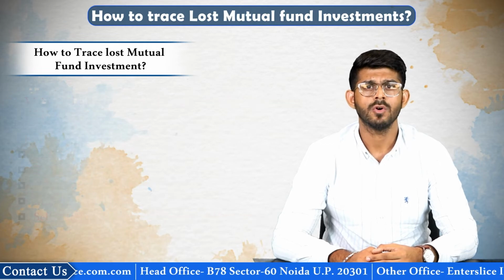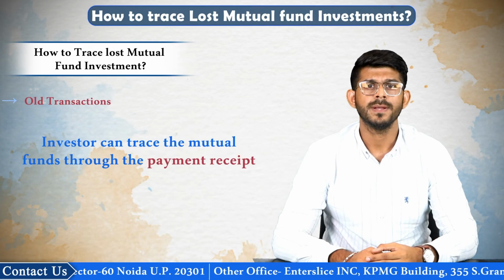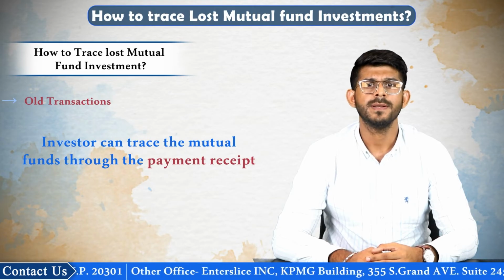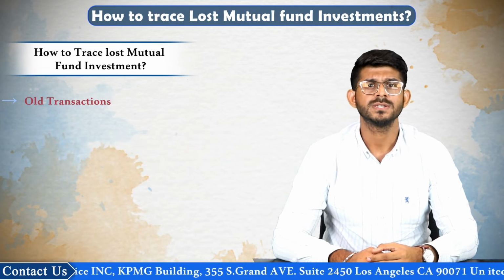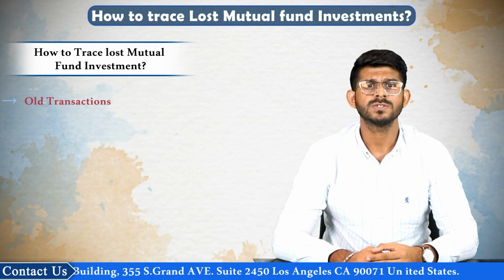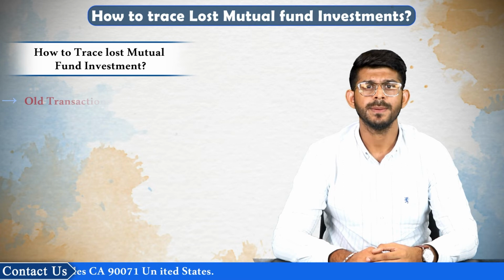The second way is all transactions. The investor can trace the mutual funds through the payment receipt they received when the payment was made against the fund. There are chances when the PAN of the investor is not linked or there are mistakes in the details of the mutual fund. In that case, the investor has to visit the fund house along with the correct details and payment receipt. The third way is the consolidated account statement.